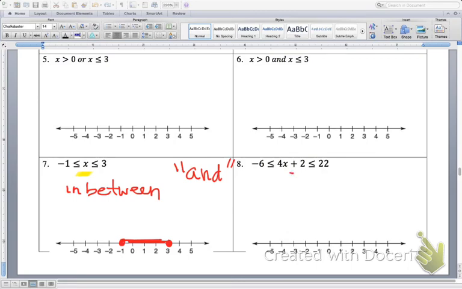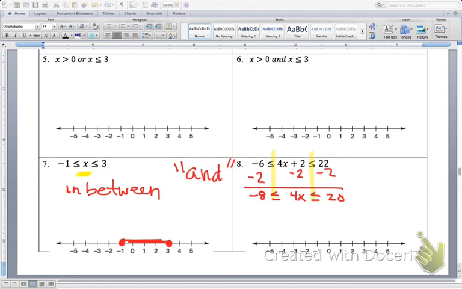We're going to subtract 2. But here, instead of subtracting 2 from the 4x plus 2 and the 22, we do it to the left side as well. So whatever you do to the left, you do to the middle, and you do to the right. Think about it as having 3 barriers here. So now we're going to get -8. We still have our less than or equal to 4x, less than or equal to 20.